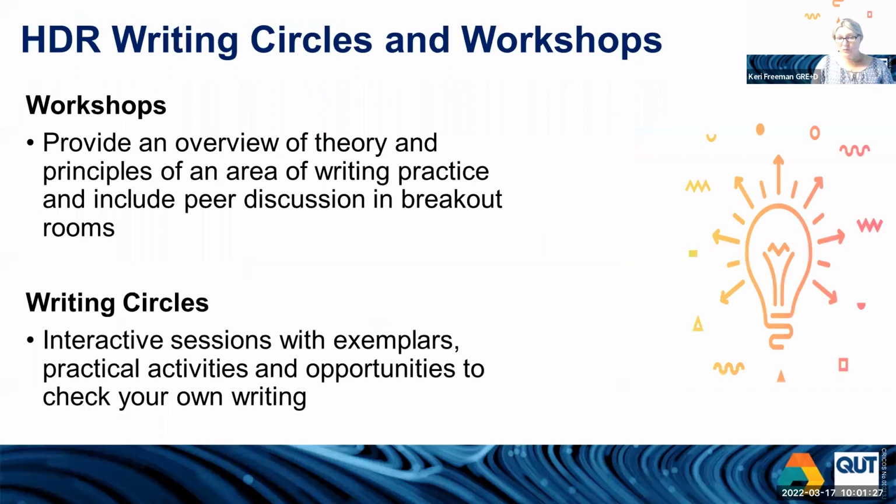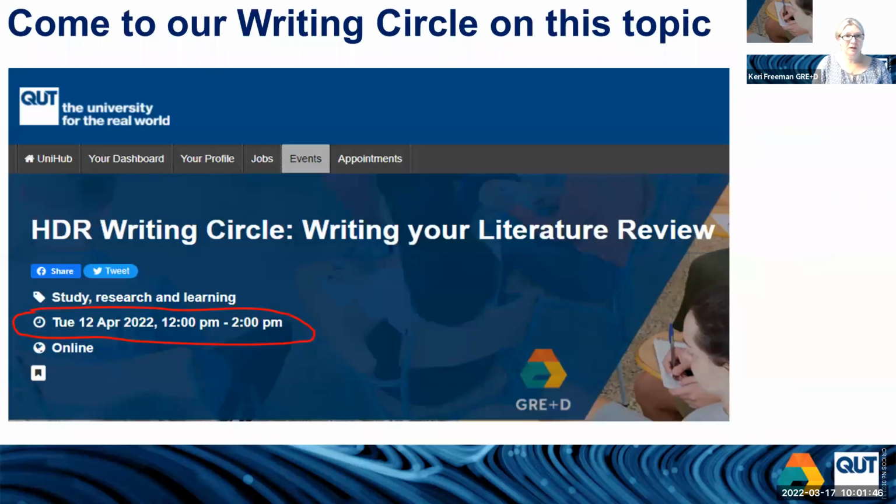All right, so writing circles and workshops are the two main group events we have in the writing program. Workshops like this one provide an overview of the theory and principles of an area of writing practice, and then the writing circles, we have exemplars and practical activities where you check your own work. So today is a workshop. We do have a writing circle on this topic as well. So that's the 12th of April. So please come along to that, especially if you leave today wanting to know more. So today we set you all up and we go a bit deeper and look at exemplars in the writing circle in a couple of weeks.